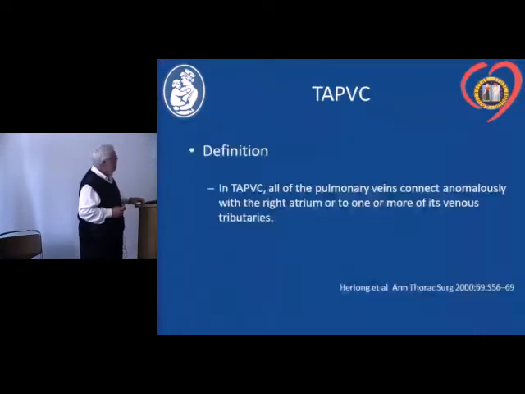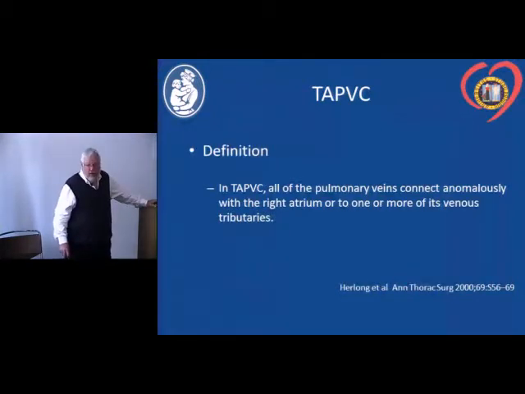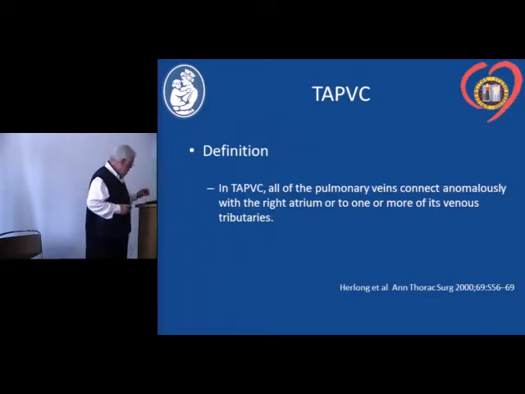So that's the sequestration component. It isn't always present, but it often is with Scimitar syndrome. Now, totally anomalous pulmonary venous connection means that all of the pulmonary veins connect anomalously either to the right atrium or one of its venous tributaries. Again, I'm using the definitions that our surgical colleagues have so kindly provided for us of congenital heart disease.